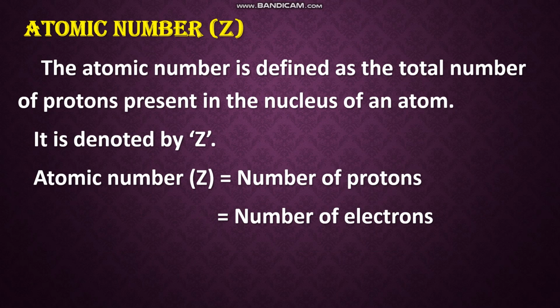Now let us see once again what is atomic number. It is the total number of protons present in the nucleus of an atom. It is denoted by the letter Z. As you know, in an atom, total number of protons is equal to total number of electrons. You know, atom is neutral. So, this atomic number is also equal to number of electrons in the atom.